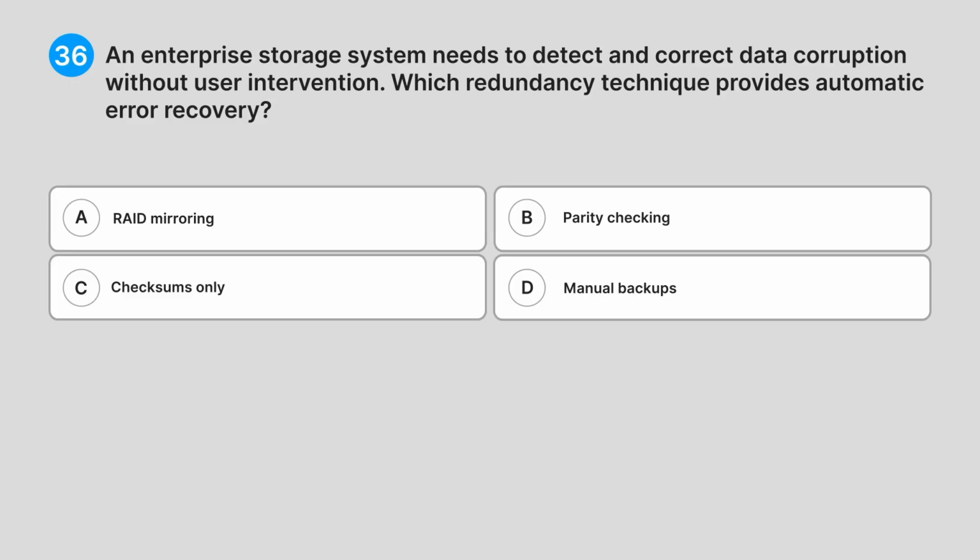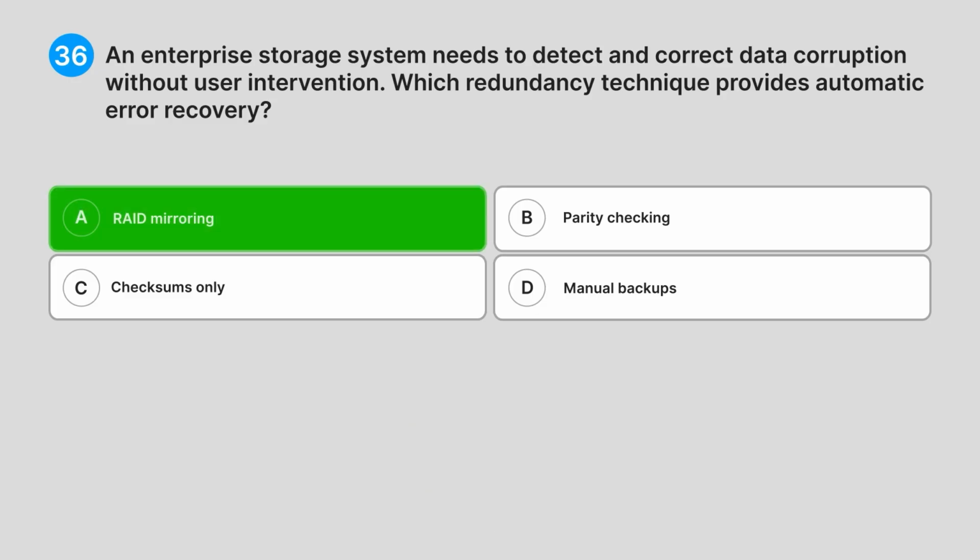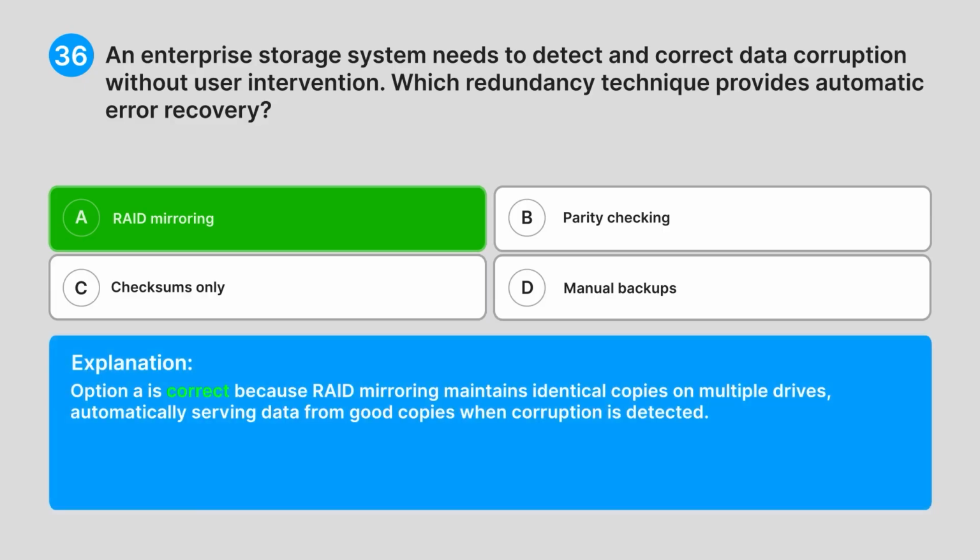Correct answer, A. RAID mirroring. Explanation: option A is correct because RAID mirroring maintains identical copies on multiple drives, automatically serving data from good copies when corruption is detected.